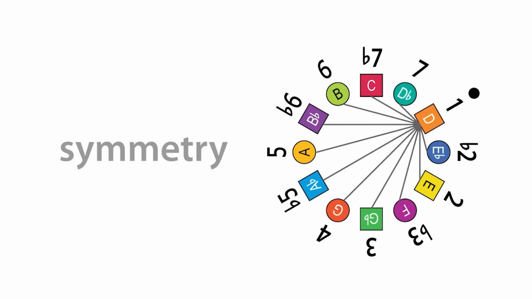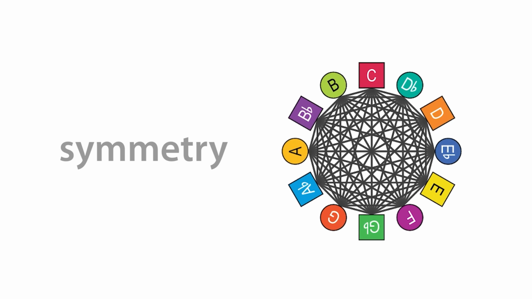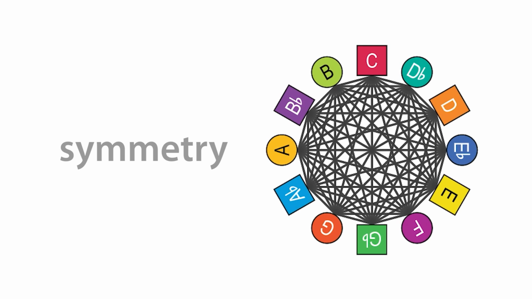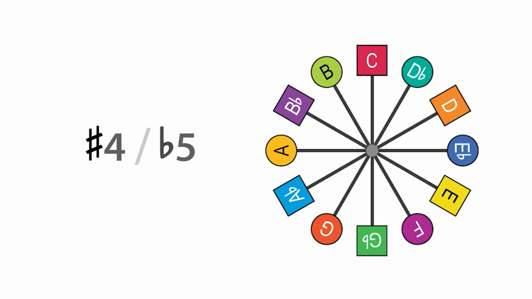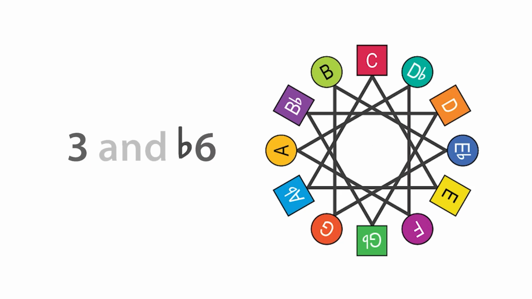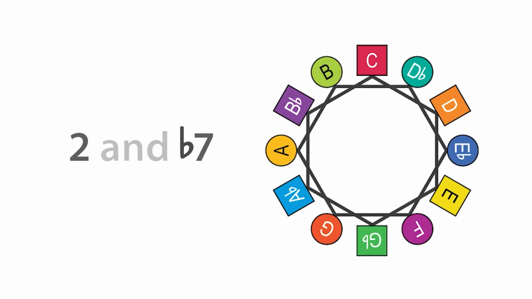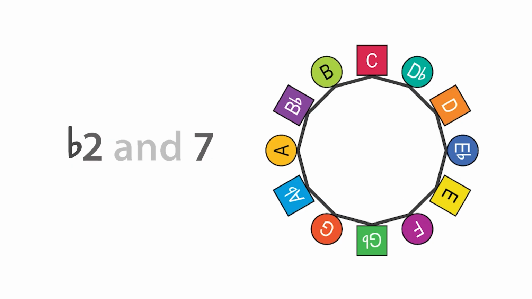And since all keys have this same structure, when you rotate these lines around the chromatic scale, they all combine to form an intricate web of connections, where together all of the tritones form a kind of asterisk of musical connections, all of the intervals of 4 and 5 form a star, intervals 3 and flat 6 in all keys create a structure of interconnected triangles, intervals flat 3 and 6 form a grouping of squares, 2 and flat 7 make intertwined hexagons, and finally intervals flat 2 and 7 make one big 12-sided dodecagon.